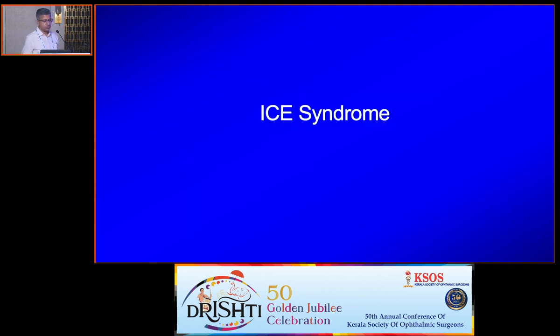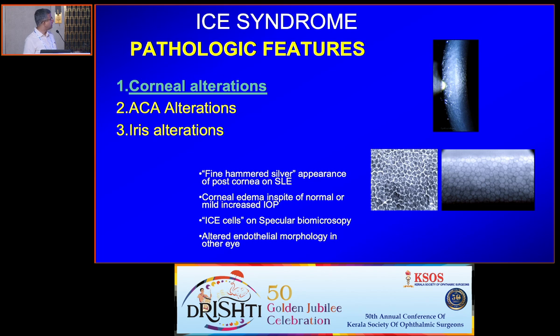We'll move to the ICE syndrome. And so ICE syndrome basically has three components. You have corneal alterations, angle alterations, and iris alterations. And you have typical features on the endothelium, and one of the things with ICE is you have to have a high index of suspicion.